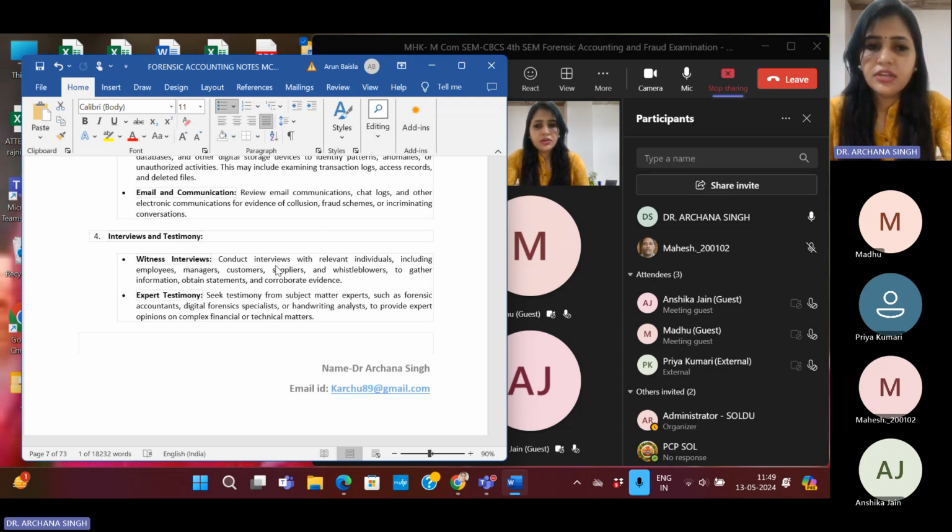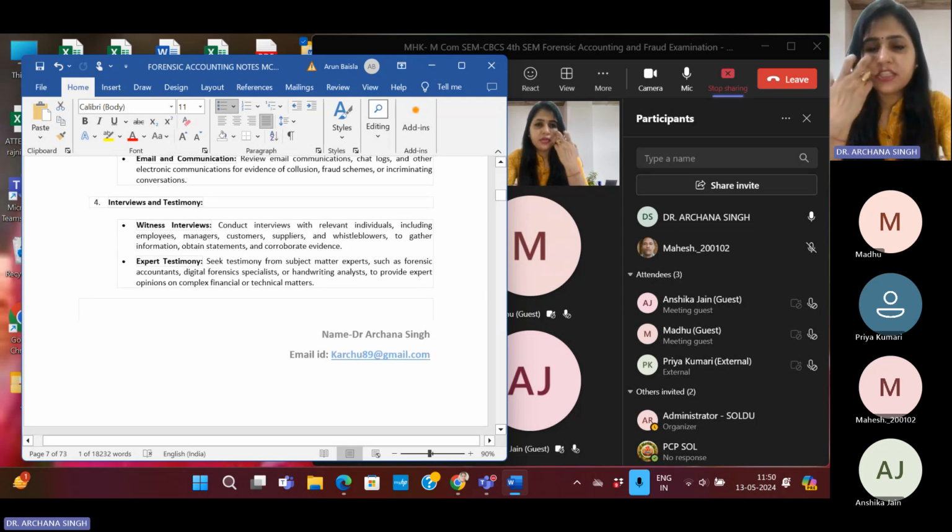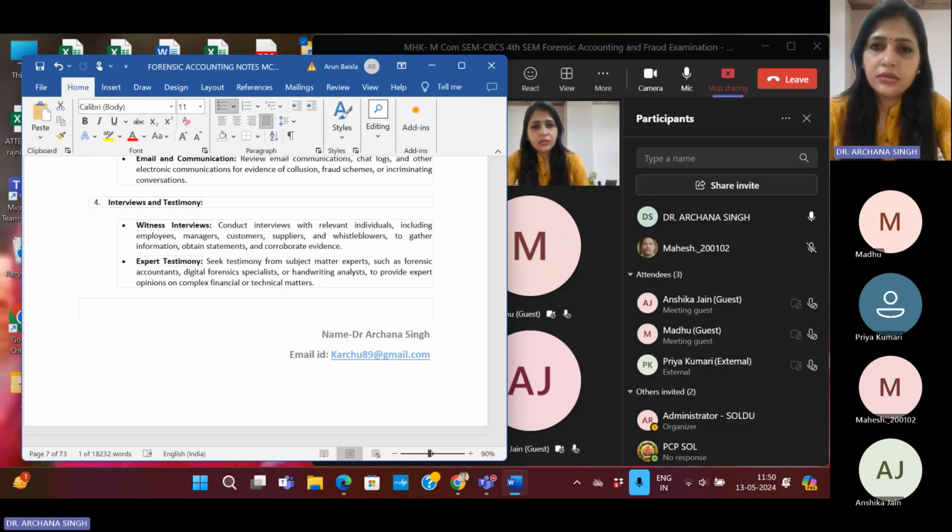Then expert testimony means subject matter experts such as forensic accountants and digital forensic specialists, handwriting analysts, जो कि expert opinions provide करेंगे, ठीक है, related to each activity. So expert opinions on complex financial technical matters, they had to take the testimony from them. They had to do that expert testimony कि उन experts की help से उनको test करना है whether these writings are by that person only, the person who is claiming that he has written it.